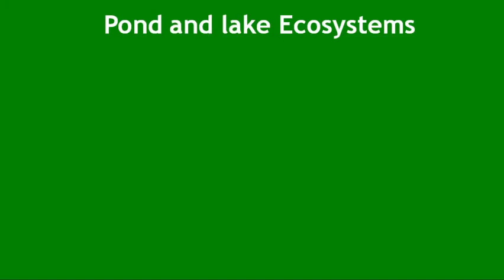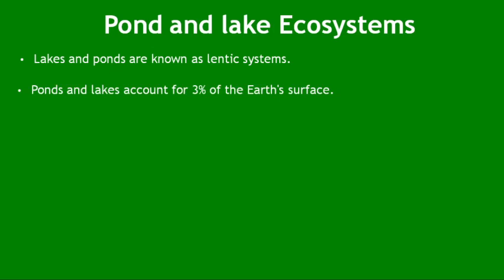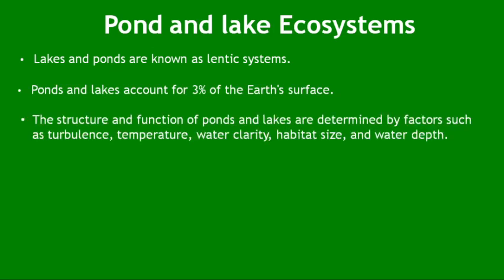Now we'll discuss pond and lake ecosystems together. Lakes and ponds are also known as lentic systems. The ponds and lakes account for about 3% of Earth's surface. The structure and function of ponds and lakes are determined by various factors such as turbulence, temperature, the clarity of water, habitat size, and water depth. The variation in these factors will also bring variation to the biotic components of the ponds and lake ecosystems, and that variation will reflect the variation in structure and function of different ponds and lakes.